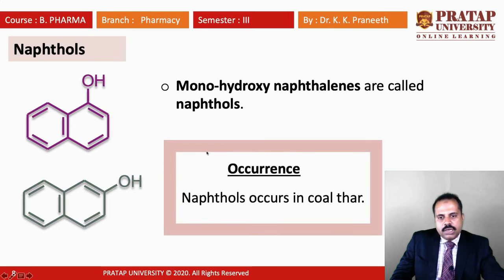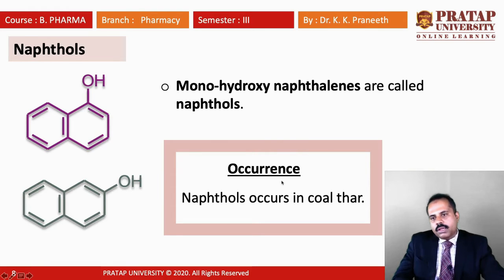And where does it occur in nature? In nature we can get these naphthols from coal tar. Coal is mainly used in India for electricity; 80% of electricity in India comes from coal mining and coal burning. After that, in the byproduct you can get naphthols. So this is how it occurs naturally.